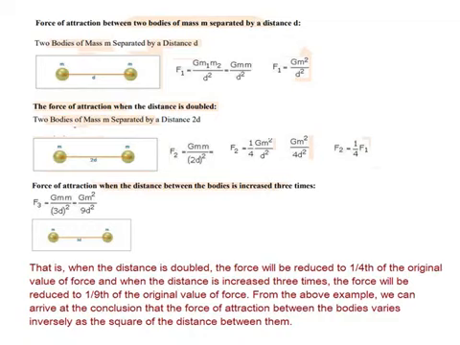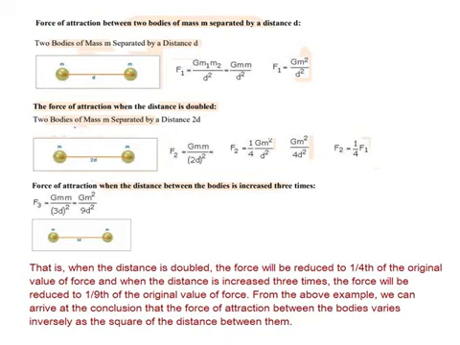So compare it with the previous one, F1. So we can notice that F2 is equal to 1 by 4 F1. What do you mean by 1 by 4 F1? F1 is reduced to 1 by 4. Now when the distance is doubled, then the force is reduced to 1 by 4 of the original. So that is the result that we get after we double the distance.